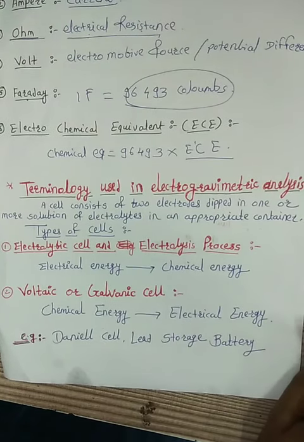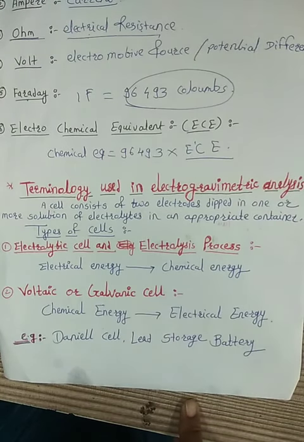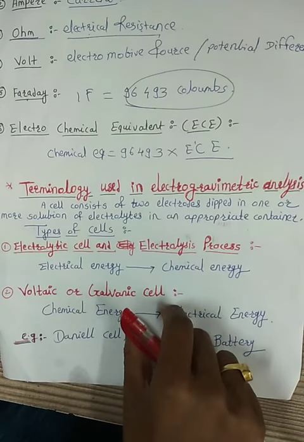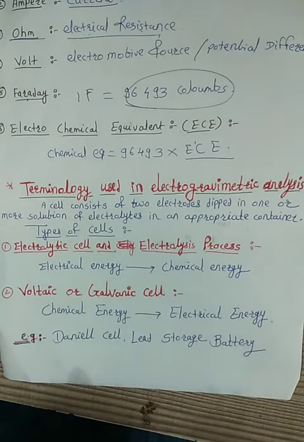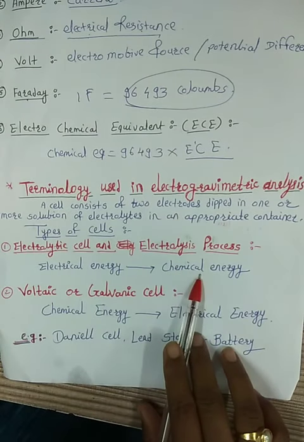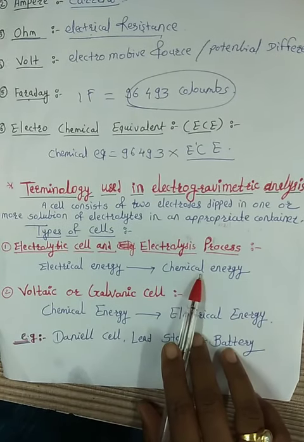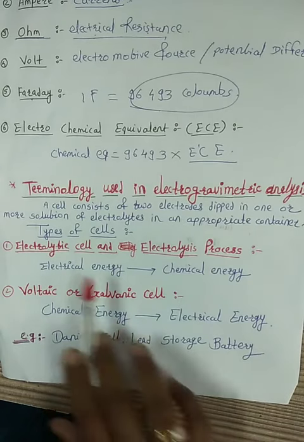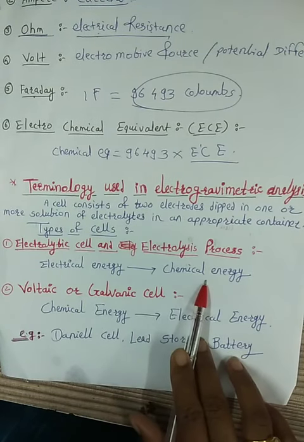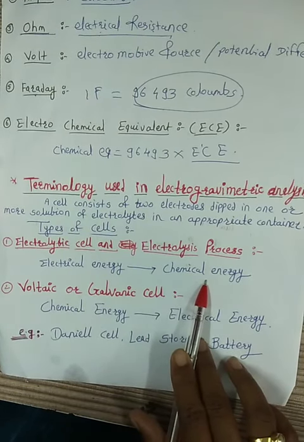Meaning, in this particular cell, electrical energy is provided to that particular reaction to convert it into a suitable product, or by giving electrical energy we can get chemical energy.